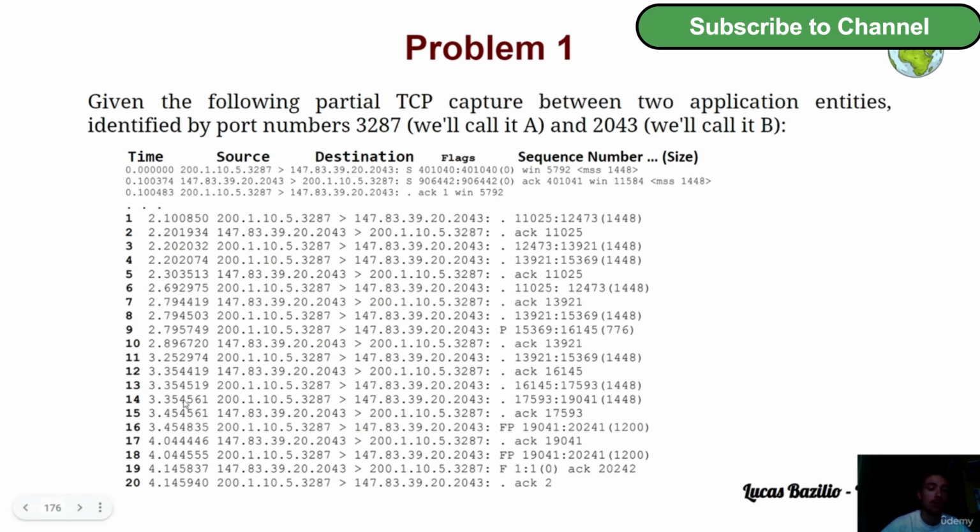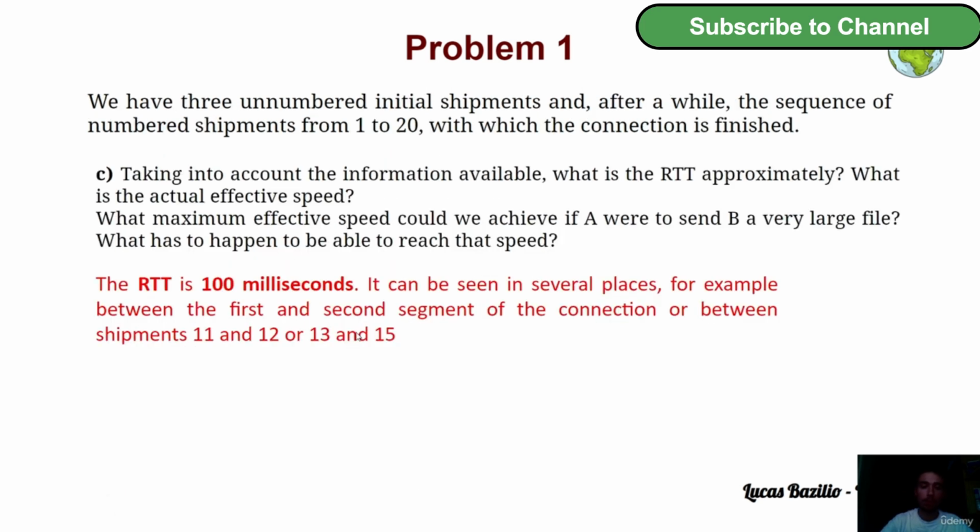And in fact, here we can see that this is almost the same value that we see here in the first case, which is about 800 milliseconds. Okay, so now let's continue computing the maximum effective speed.